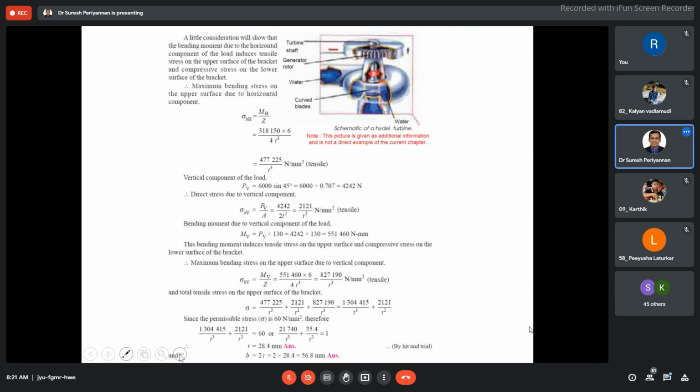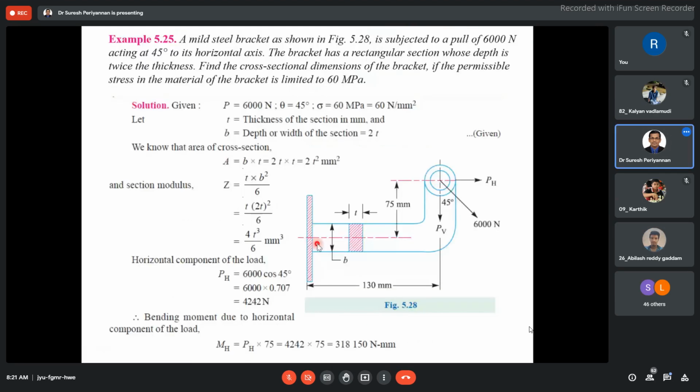Excuse me, sir. Why are we not taking direct stress with respect to the horizontal component? We are taking the bending moment for the horizontal component, right? The horizontal component is not acting along the axis of the bracket, but the vertical load is acting along the bracket axis.